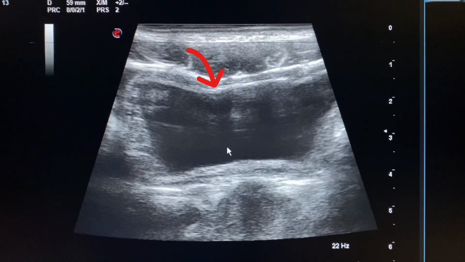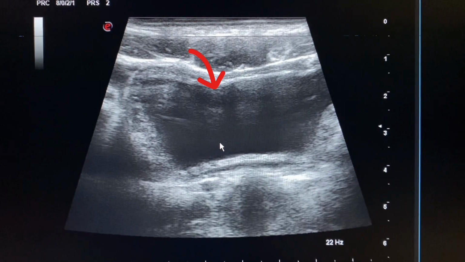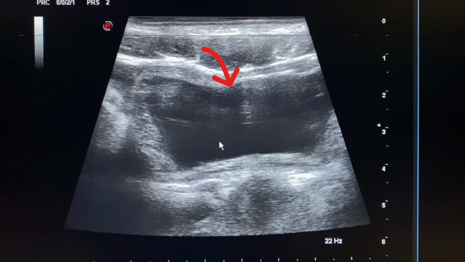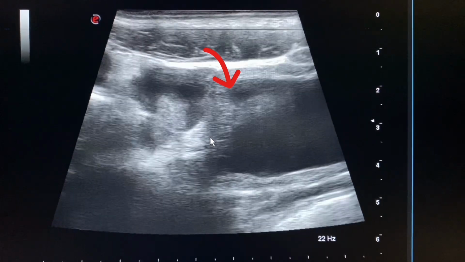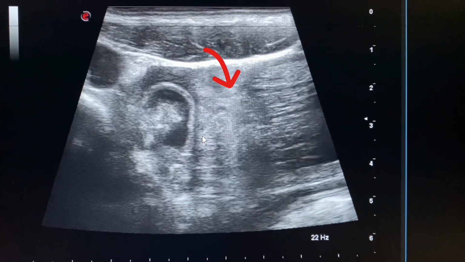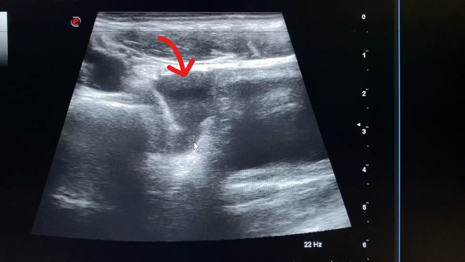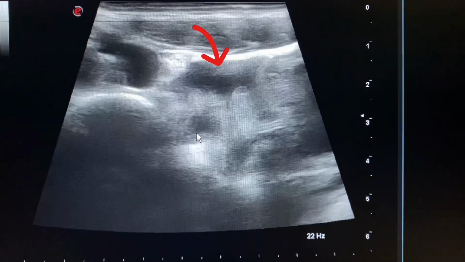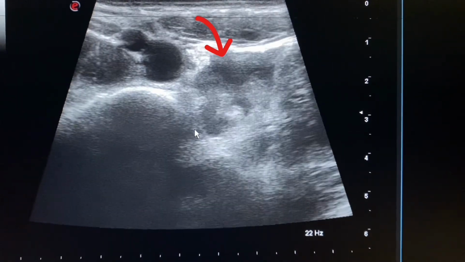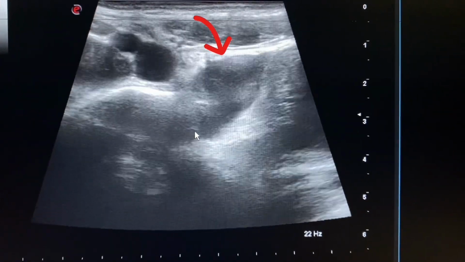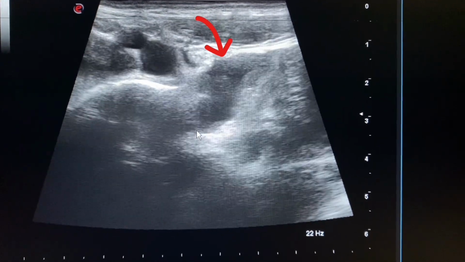Now we start scanning the pelvis of male. Here we see the urinary bladder. The urinary bladder is partially filled but appears to be normal. At right side of urinary bladder, we see a free fluid. Also we see echogenic debris in the fluid.